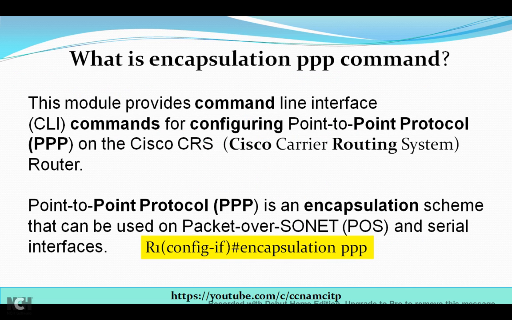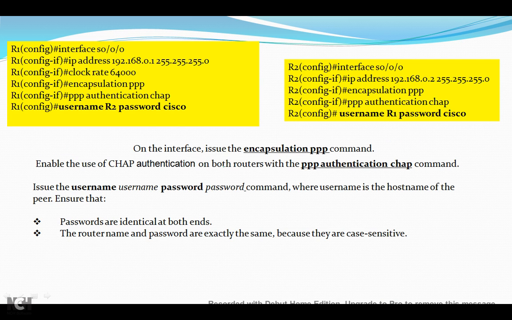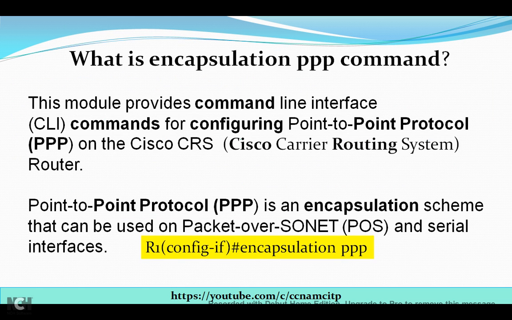Next, if we are configuring PAP or CHAP authentication, we have some commands here. As you can see, we will use these commands. When we configure, we use one command which is encapsulation triple P. After that, triple P authentication CHAP. We should be aware of the functionality of each command. So first of all, we'll see the role of the encapsulation triple P command. Later on we will configure two routers.